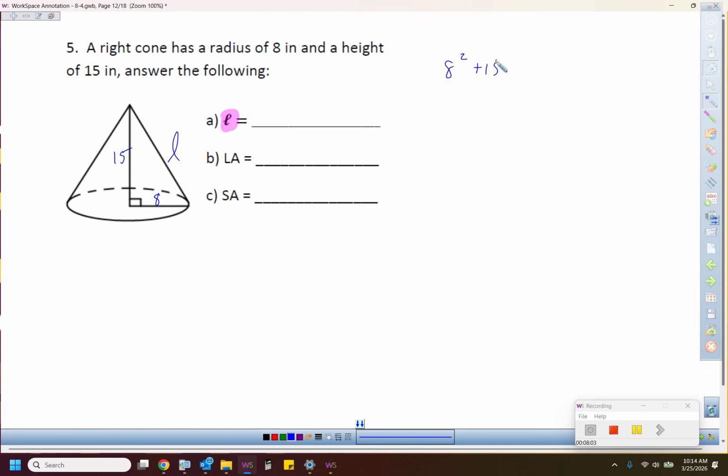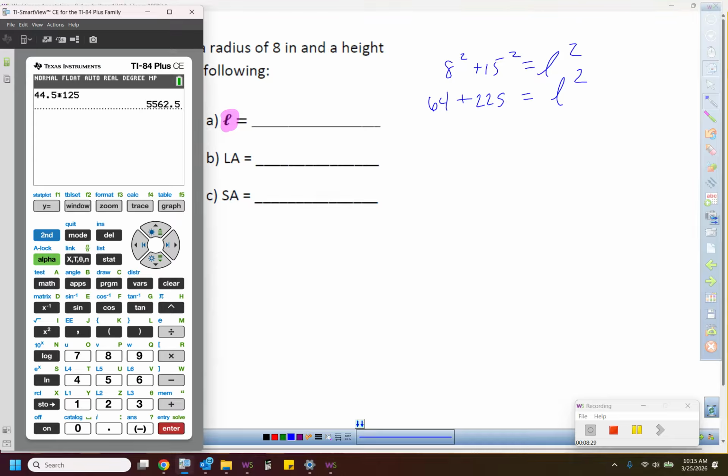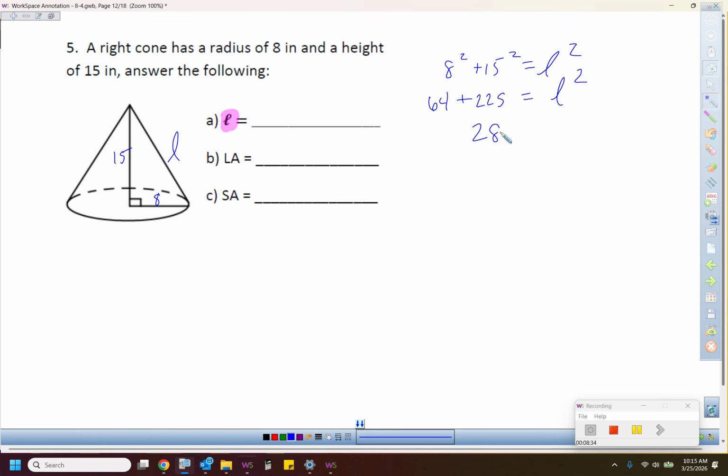So 8 squared plus 15 squared equals L squared. Make sure your L is cursive because if it was straight up and down, it looks too much like a 1. Go ahead and punch those 2 guys in if you need to. If you haven't memorized, good for you. But if you need to punch them in, punch those guys in. And 15 squared, how much, baby? 225. And then we'll add those together. So 64 plus 225. I got 289 equals L squared.